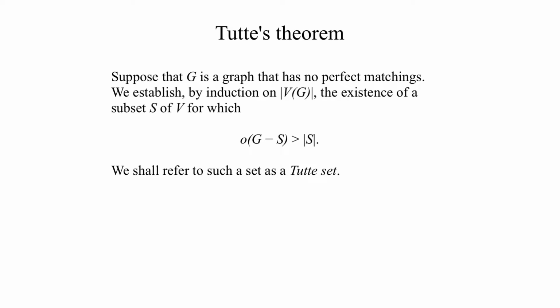Conversely, suppose that G is a graph that has no perfect matchings. We shall show, by induction on the order of G, that G has a subset S of V for which the number of odd components of G minus S is greater than the number of the elements of S. We shall refer to such a set as a Tutte set. If G has an odd number of vertices, then the empty set is a Tutte set. We may thus assume that G has an even number of vertices.